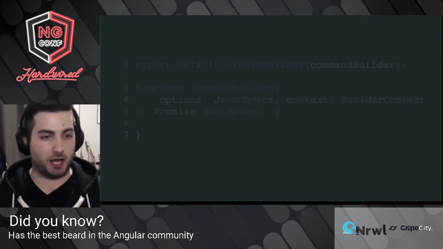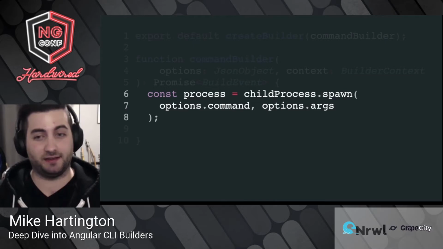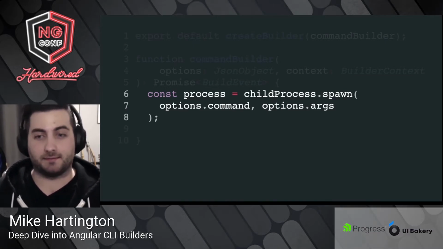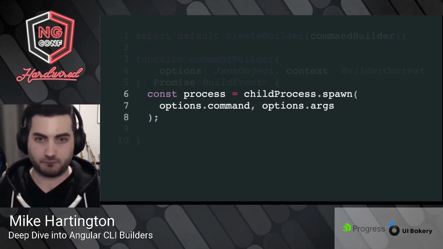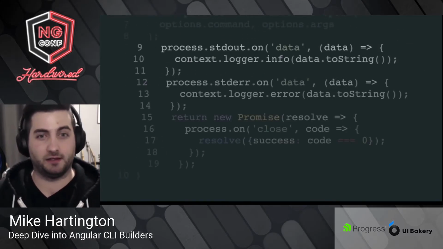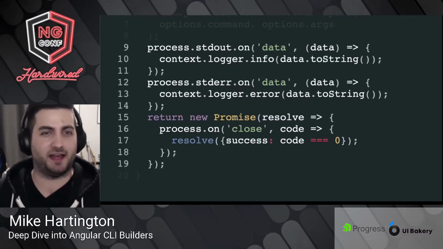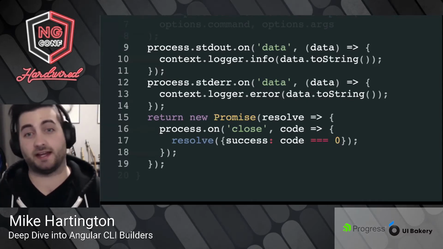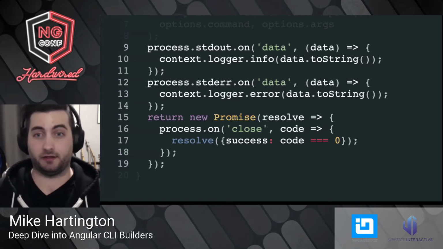So let's go forward and expand on this. We are actually going to use Node's child process and create this new process, grabbing a command and then some arguments from our options. So these are going to be things that users can set, and we're just going to spawn a new process. And from here on out, it's fairly typical Node programming. Like we have process.stdout. Every time we get data, we're going to use context.logger.info, which is a standard Node logging service, to log out all that data and send it toString.